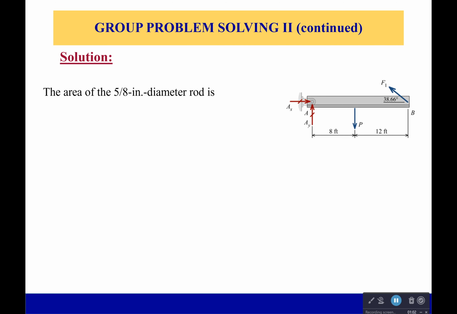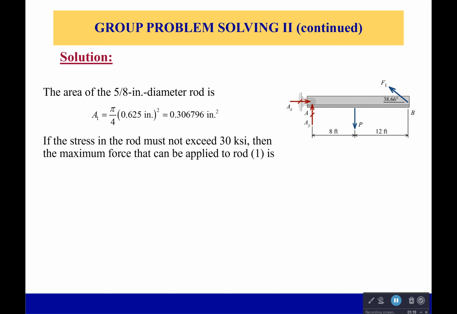Okay, so first off, the area of the 5/8 inch diameter rod is going to be 0.306796 square inches. That's pi over 4 times the diameter squared. Now that helps us, but we need to figure out what the force the rod is feeling is going to be. So if the stress in the rod can't exceed 30 ksi, the maximum force is going to be 9.203 kips. Kip stands for kilopound. So we have our allowable stress, and then we can multiply that by the area to get our allowable force.